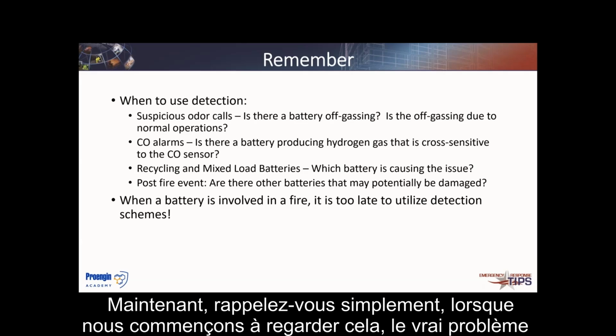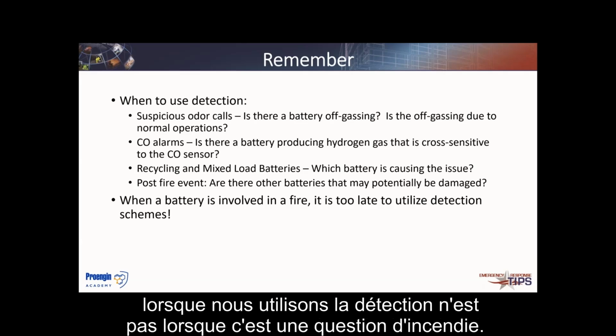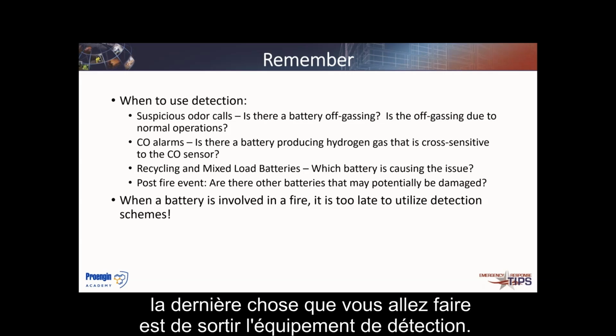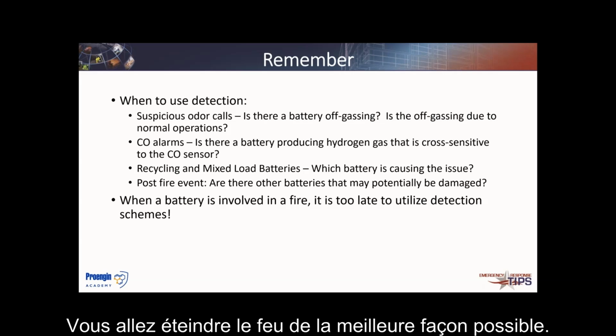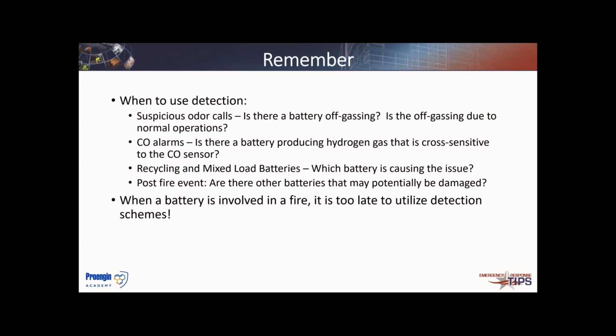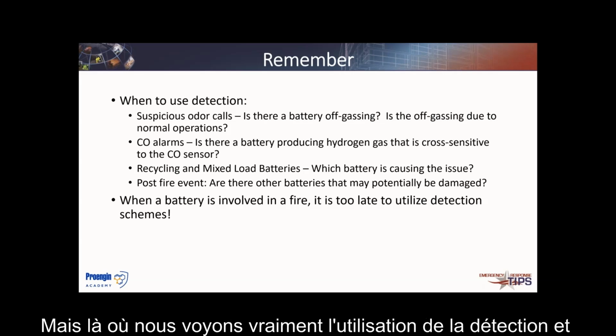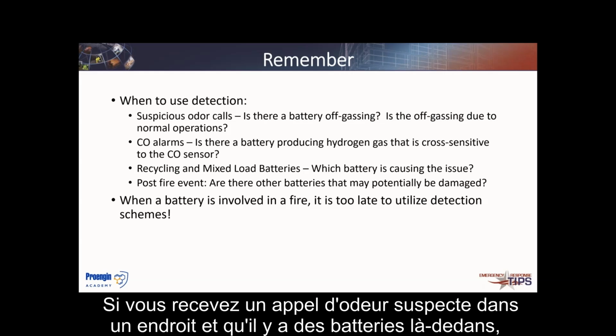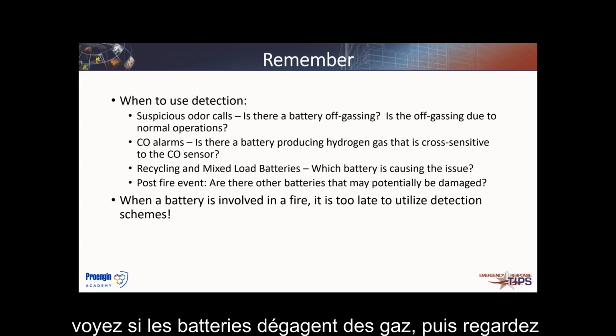Now, just remember, as we start looking at these, the real issue when we're using detection isn't when it's a fire. If you get a call to a place where there's a battery on fire, the last thing you're going to be doing is pulling out detection equipment. You're going to put the fire out in the best way that you can. But where we really see the detection coming in, and where we've had to use it many times, is suspicious odor calls. So if you get a suspicious odor call to a space and they have batteries in there, see if the batteries are off-gassing.